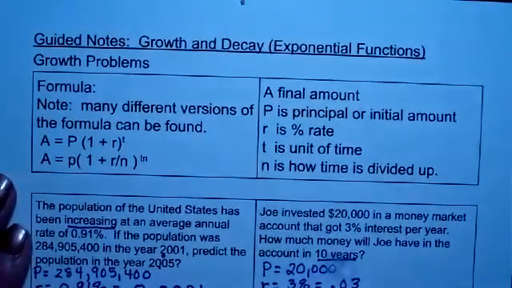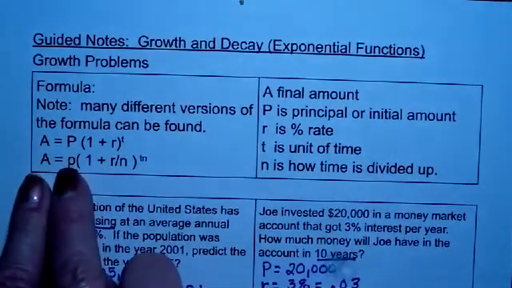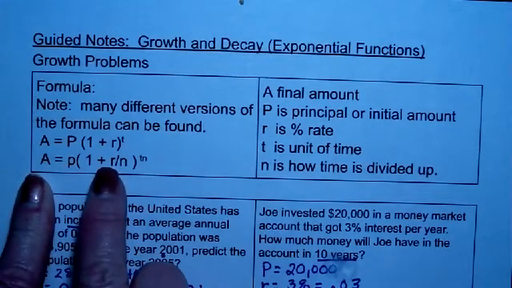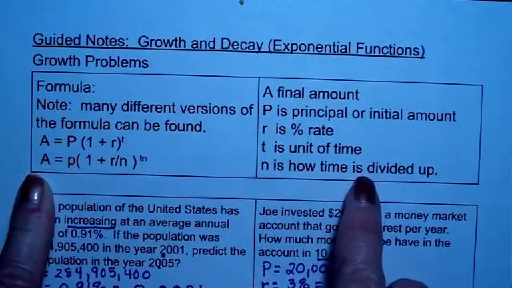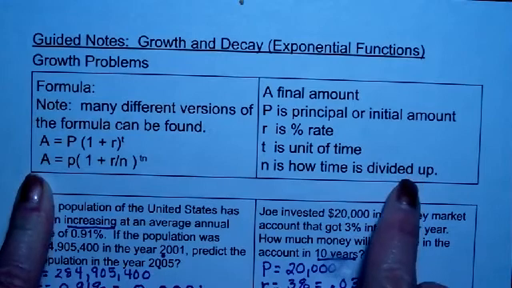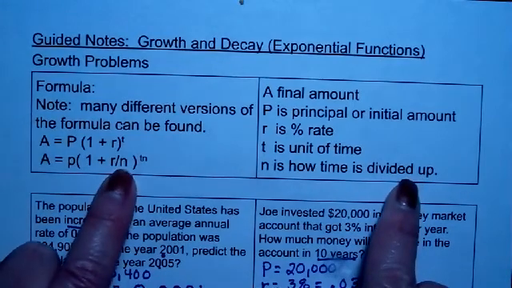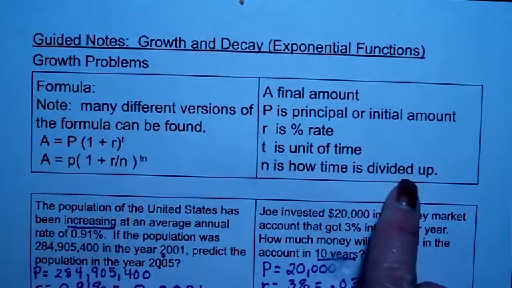Now let's go back to our formula up here though. We have P, which is principal, R, which is rate, N is new for us. N is how many times it is divided up. If it's monthly, N is going to be 12. If it's quarterly, N is going to be 4. If it's semi-annual, N is going to be 2. If it's annual, N is going to be 1. It's how many times in that 1 year that it's divided up.